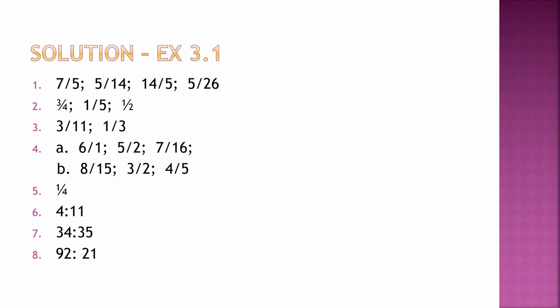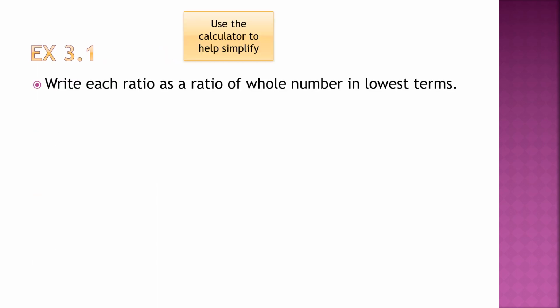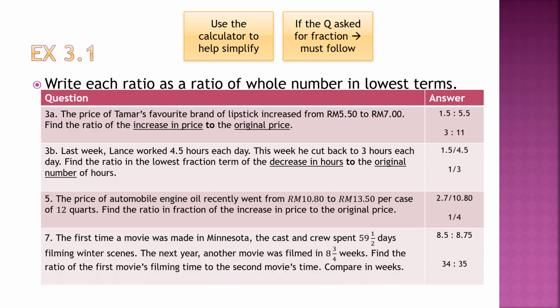So this is the solution for exercise 3.1. You can complete exercise 3.1 now. Make sure you put everything in the lowest form. I'll go through some questions from 3.1 that are a little bit more complicated. Use the calculator to simplify. I already told you. If the question asks for a fraction, just follow. These are the few questions the students always get wrong.